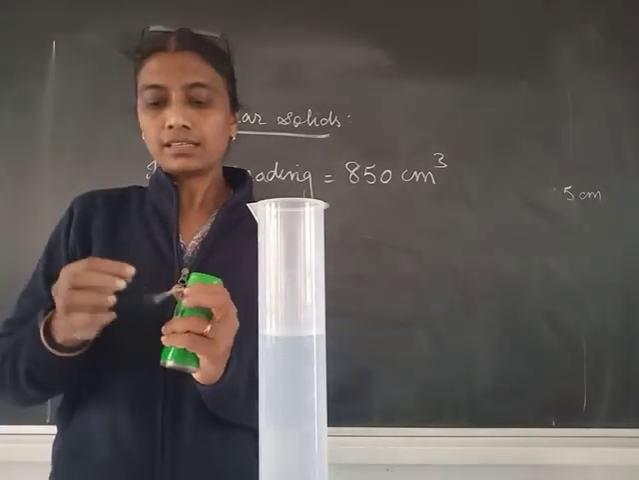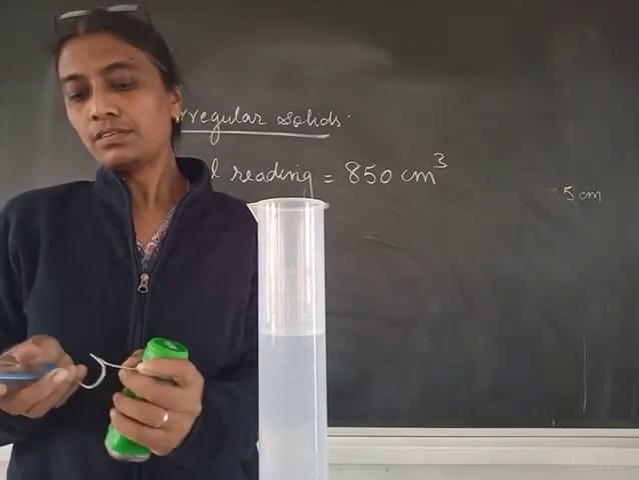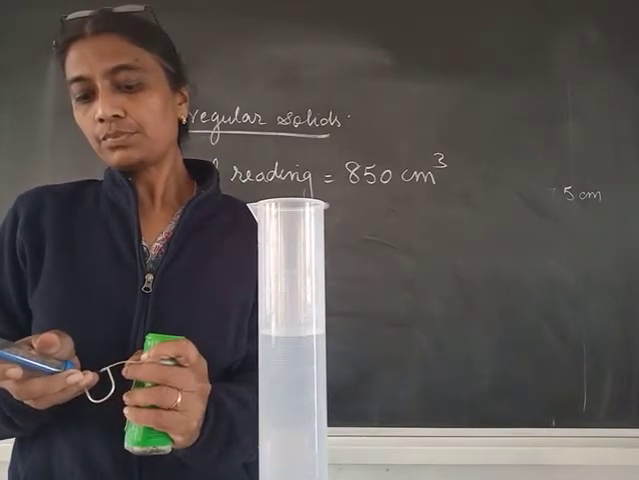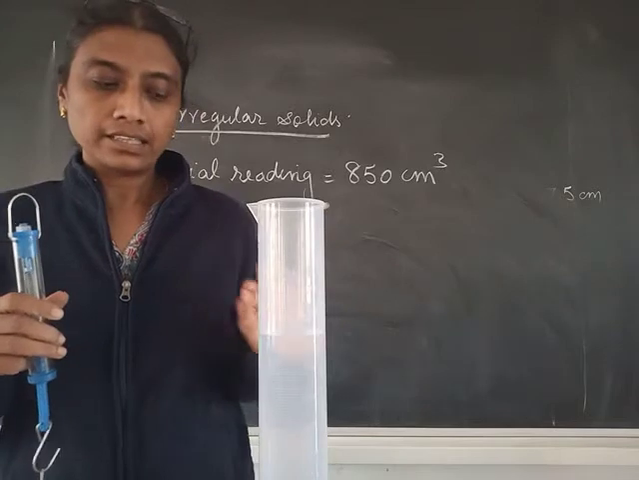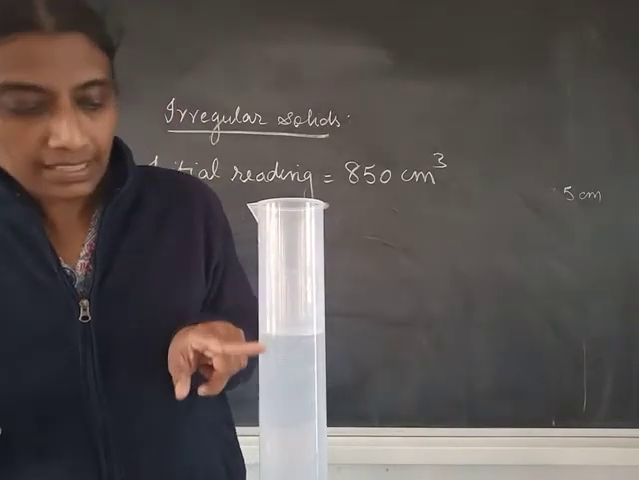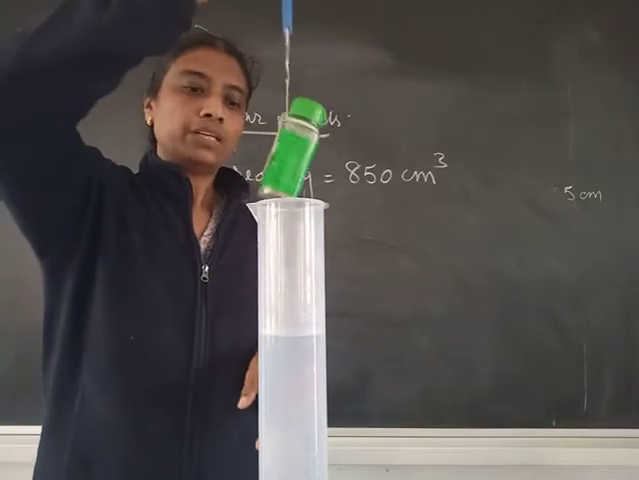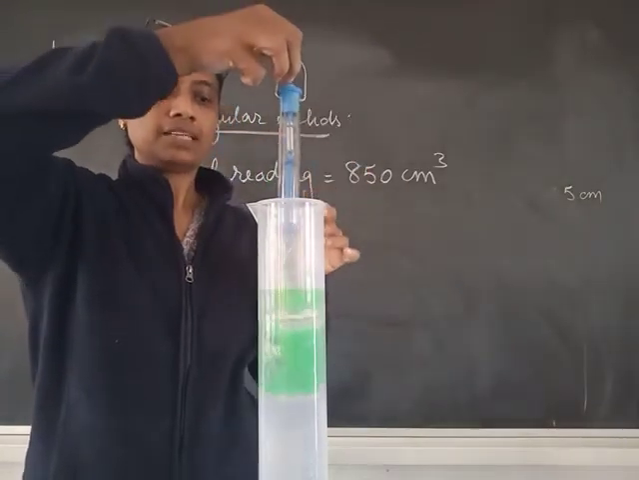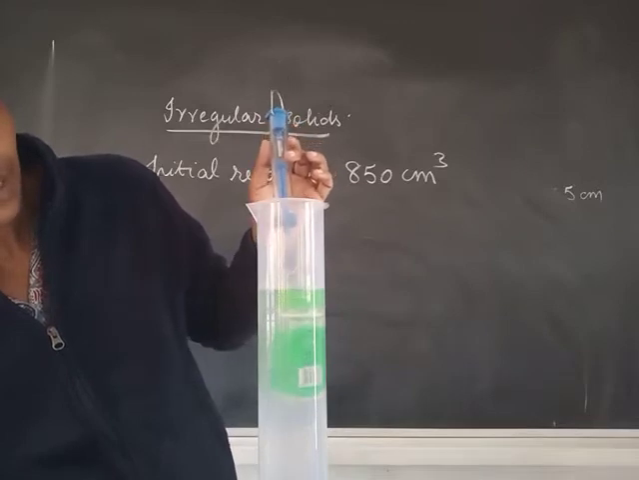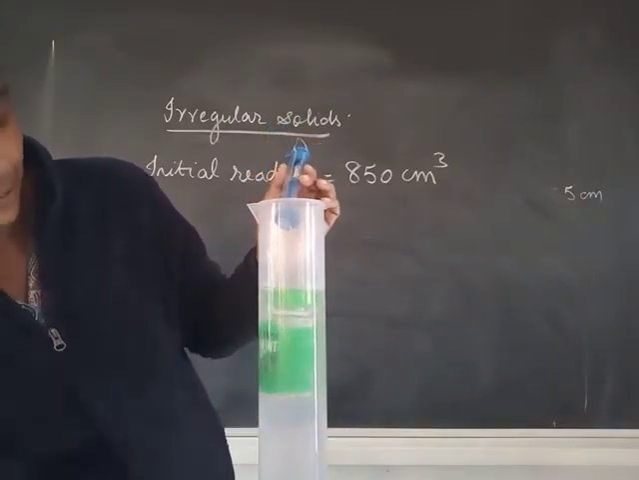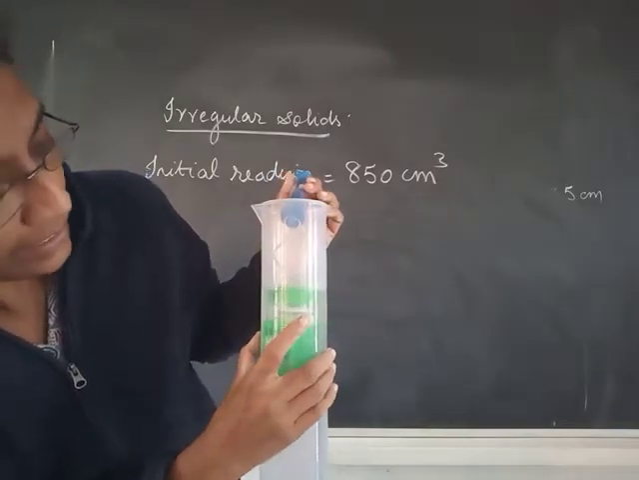Now what happens if I put this inside? This is the irregular shaped body whose density has to be found. So to find its volume, I should put it inside a jar containing water up to a known level. You know that before I put this inside, there's water till 850 centimeter cubed. Now when I put this inside, what will happen? The level is going to rise, and then I have to note down the final reading.